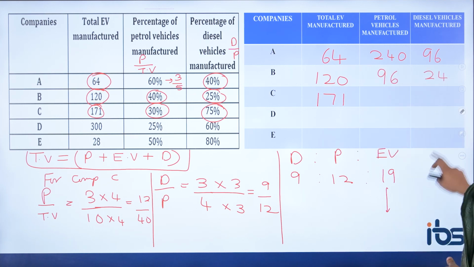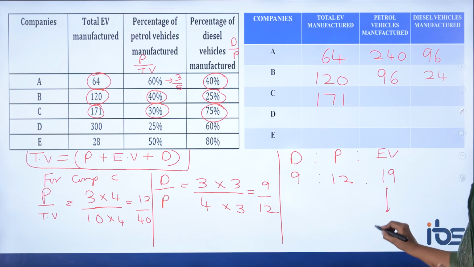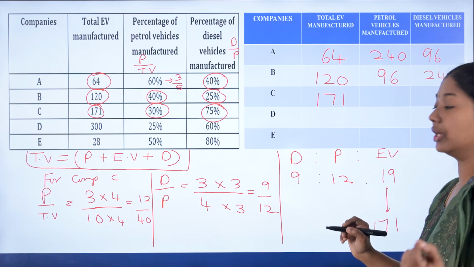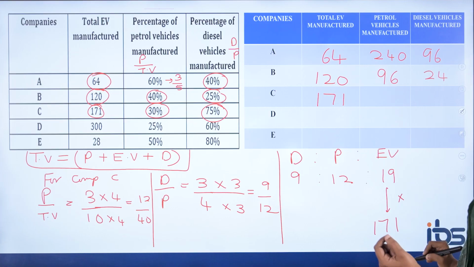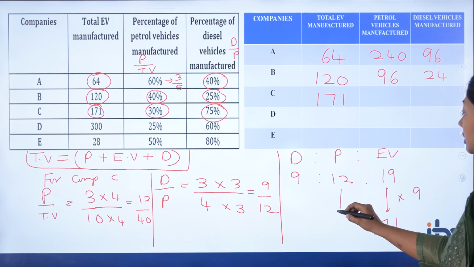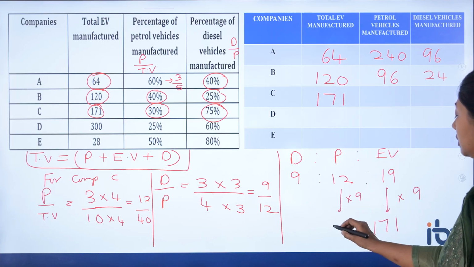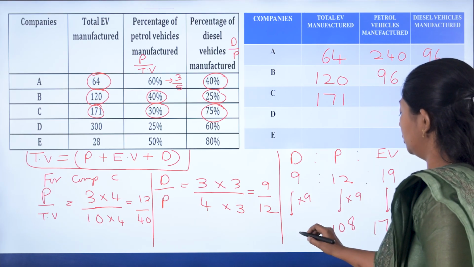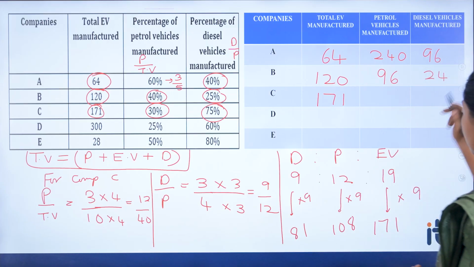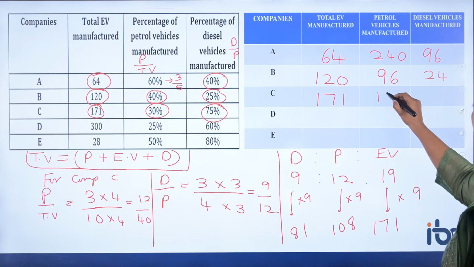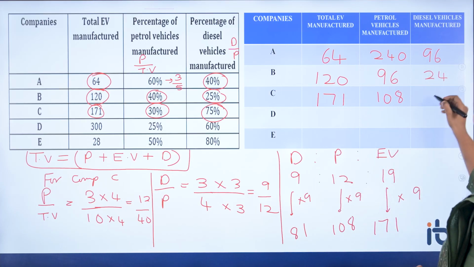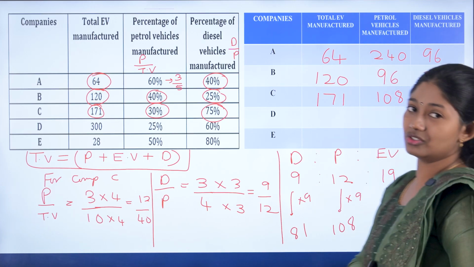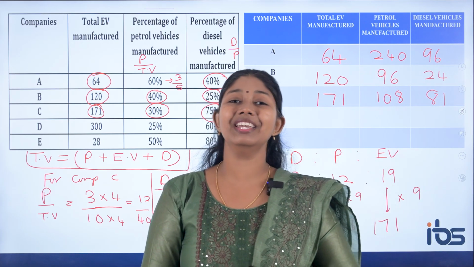So let me erase it. So 171. So what is 1 unit? What is the common factor? 9. 9 times. So this also will become 9 times. Then you are going to get 108. And this also is 9 times. Then you are going to get 81. So substitute it. Petrol is 108. And then you have the diesel as 81. So this is how you have to find for company C.